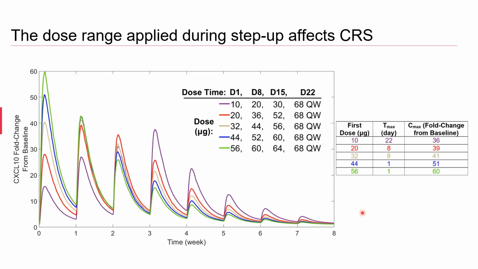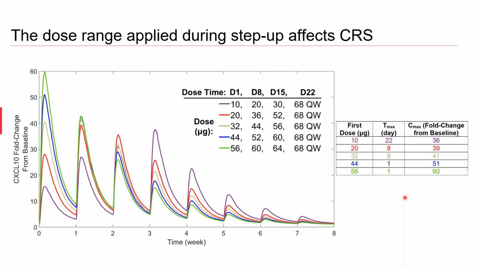One other interesting thing that this model was predicting is that, based on the range of the doses applied during the step-ups, you might actually see differences in Tmax. So the actual day at which your maximum fold change from baseline occurs might differ based on the range of doses that you apply. For example, when I start with the widest dose range of 10 up to 68, in purple, our Tmax occurred at day 22, whereas at the narrowest dose range from 56 to 68, our Tmax occurred at day 1.